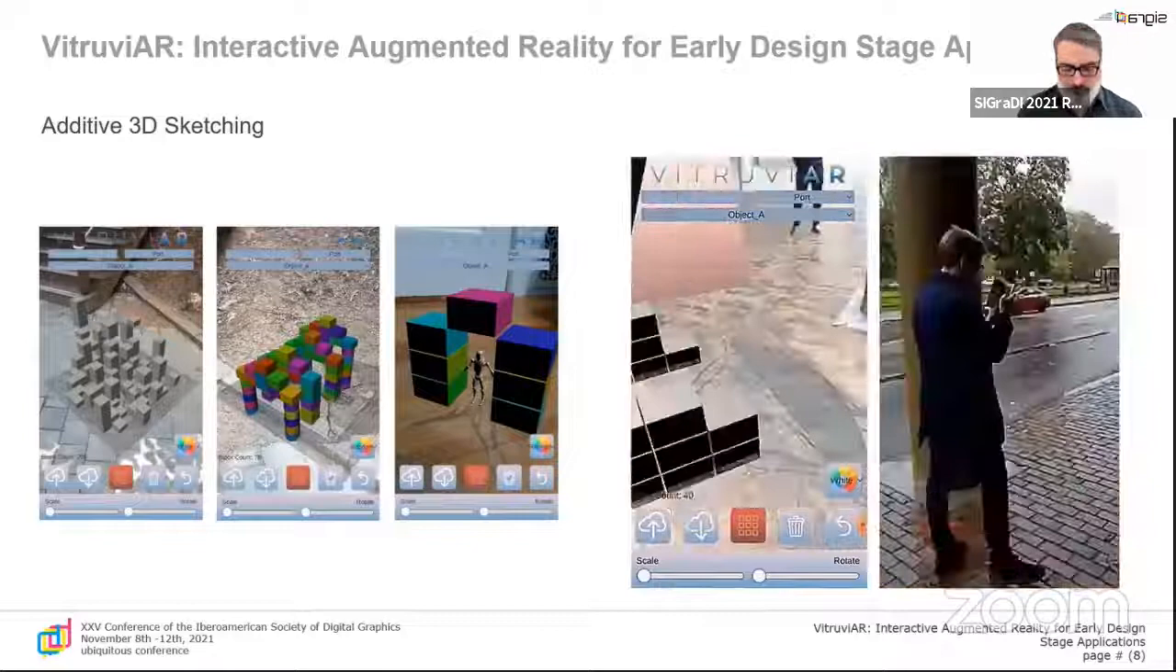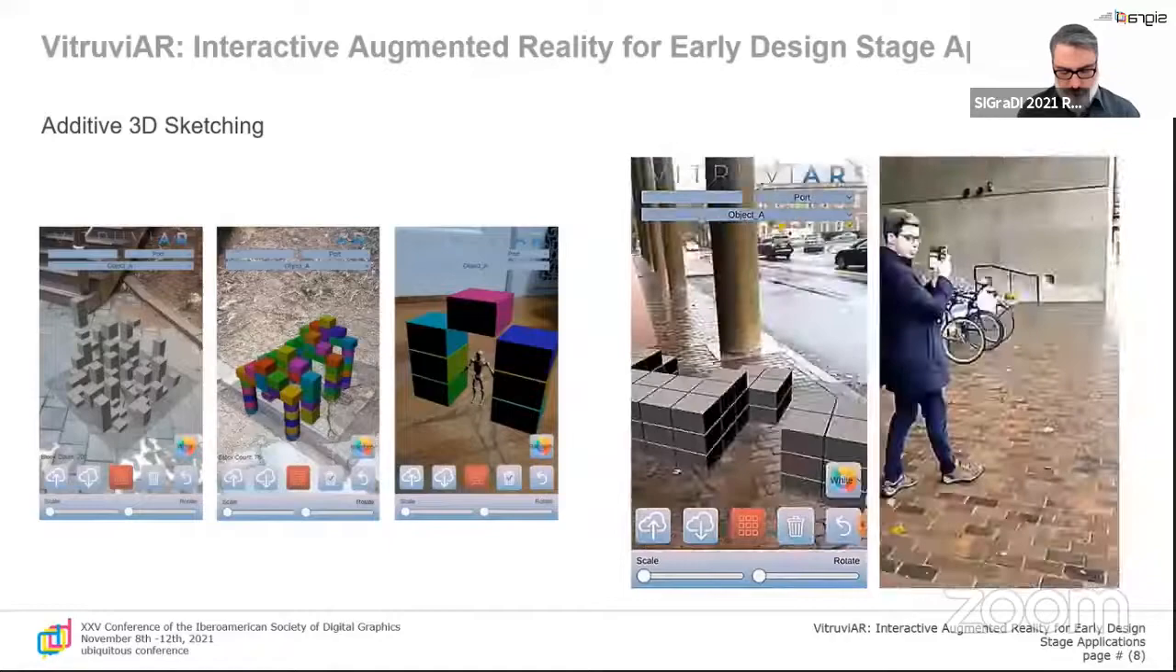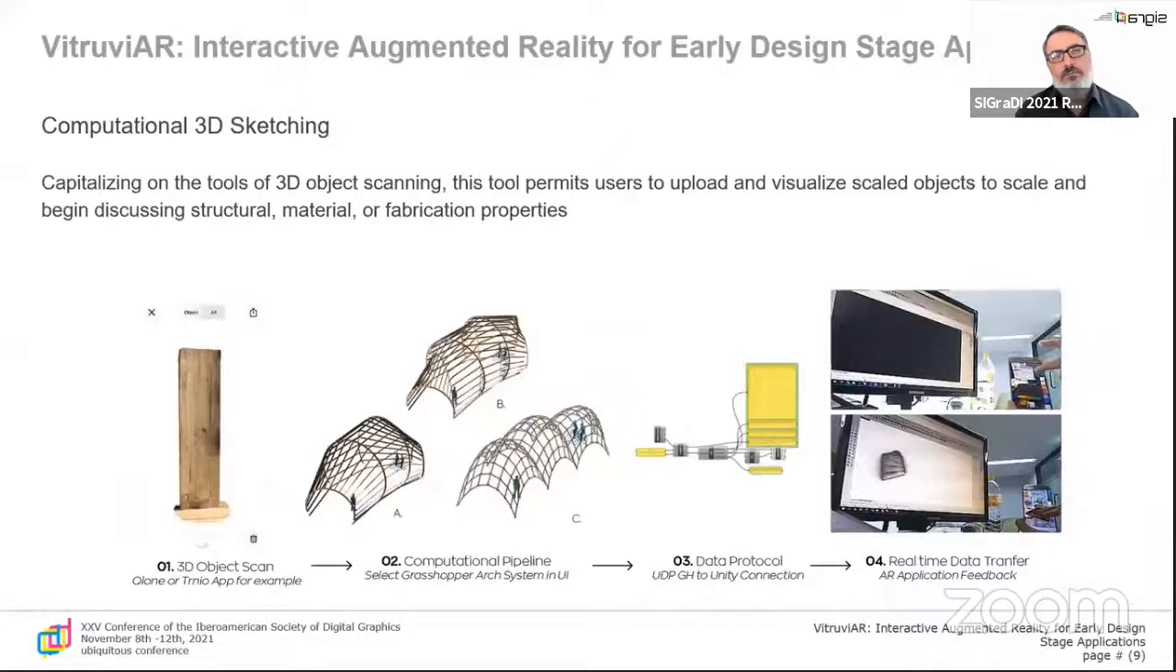Also, the data can be transferred to the PC through UDP, and the users can define their own geometries or building material manually or through Grasshopper, as explained in the next step. The last design method, computational 3D sketching, overcomes the limitation of remotely using handheld devices as seen in the previous two methods. By connecting the AR workflow with the computational capabilities of Grasshopper, users can design parametric structures intuitively.